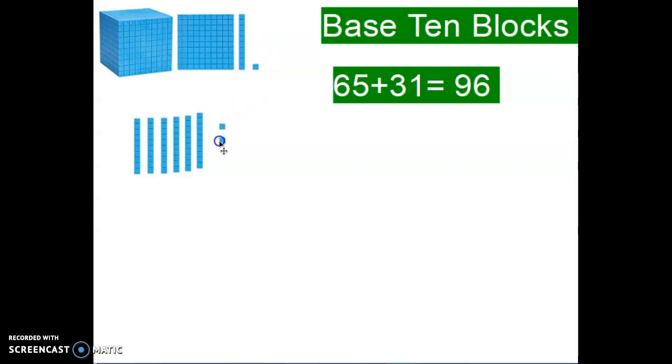1, 2, 3, 4, grab 5. Okay, and now I want to show 31. So 1, 2, 3, and 1, 1 to represent the ones place. Okay, and if I count all of that up, 10, 20, 30, 40, 50, 60, 70, 80, 90, 91, 92, 93, 94, 95, 96. And then I can see the addition problem that I just did.